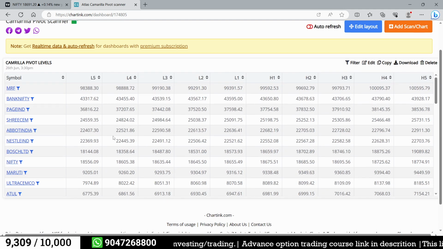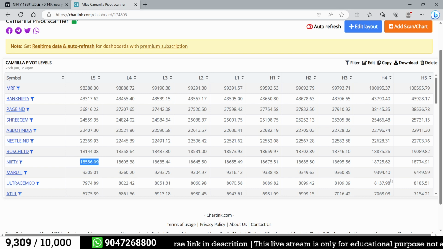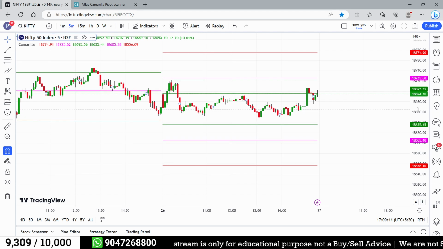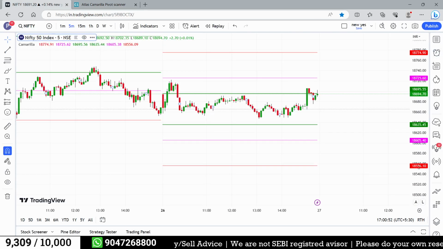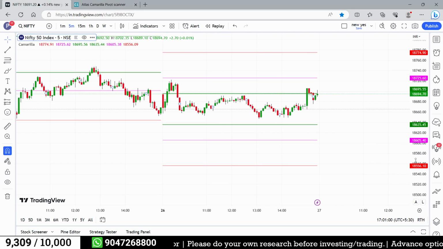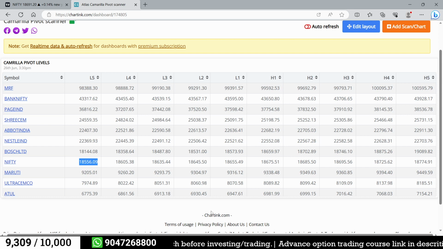Here we can compare with the Nifty. 18,556.09 is the lowest level, and the highest level should be around 18,774. That is H5 and L5. Look at this H5 and L5 level: 18,774 is the level, exactly 18,774.91. And 18,556.10 should be the lower level. Look at this: 18,556.09 and the values. So exactly, we are deriving that particular Camarilla pivot point scanner here in this dashboard.